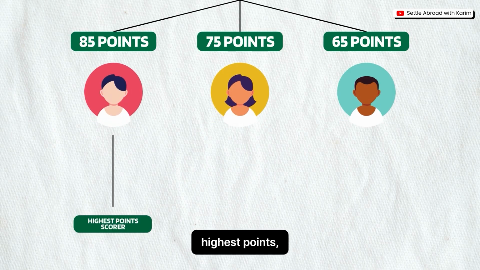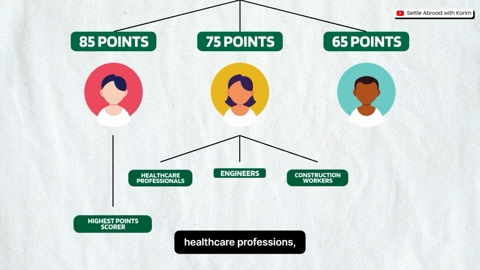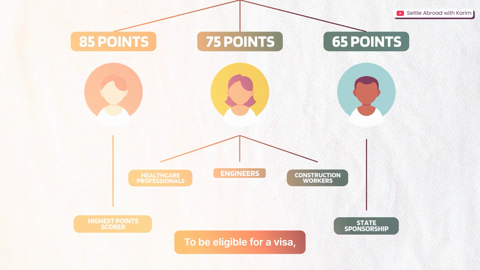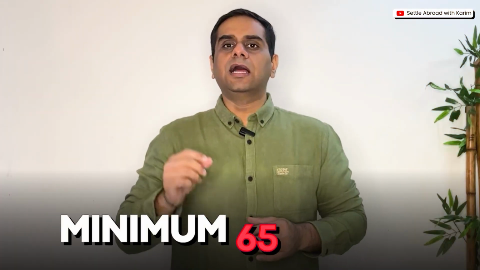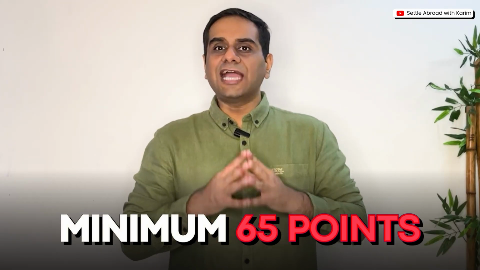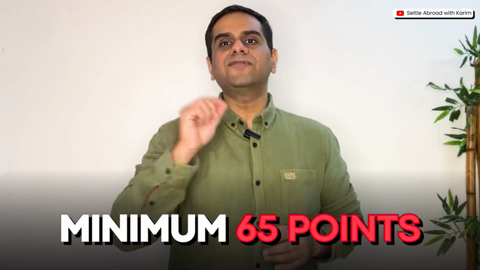Candidates who have scored the highest points, candidates whose skills are in high demand such as healthcare professionals, engineers or construction professionals, candidates who are sponsored by eligible family members who are settled in Australia, candidates who have received a state nomination. To be eligible for a visa, a candidate must score a minimum of 65 points, but a high score means a better chance of receiving the visa faster.